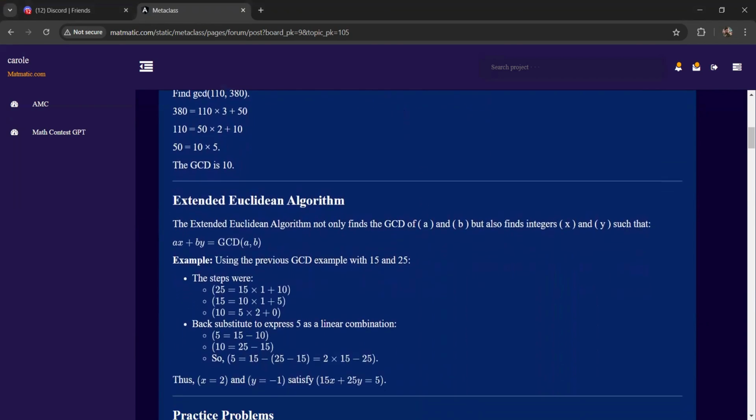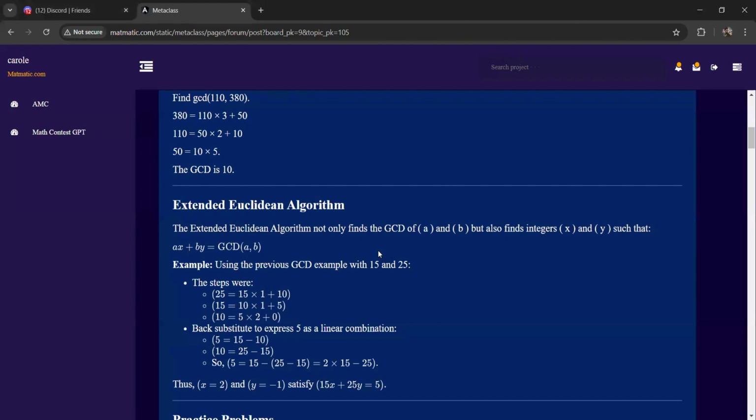So next we have the extended Euclidean algorithm. This not only finds the GCD of A and B, but also finds integers x and y such that ax plus by is equal to the GCD of A and B. You guys will learn that this equation here is actually a Diophantine equation, and it's part of Bezout's identity, but I don't think we'll be talking about that today.